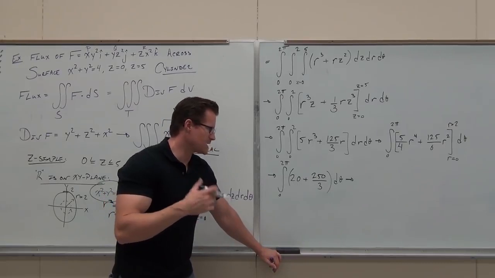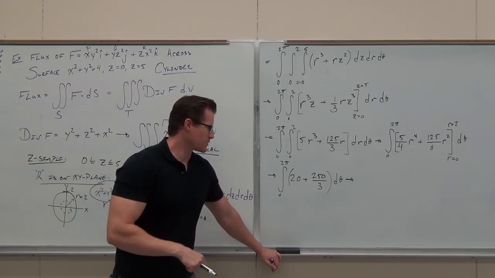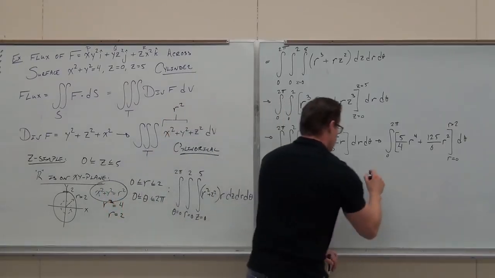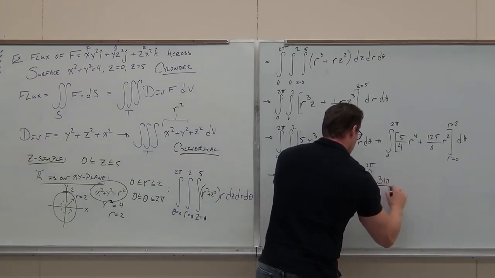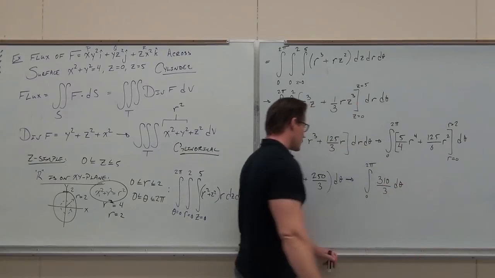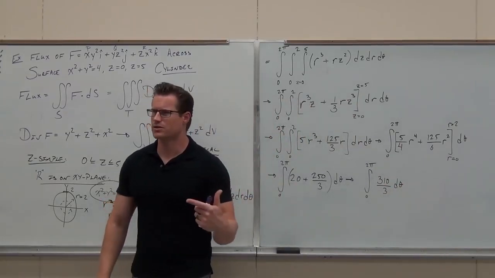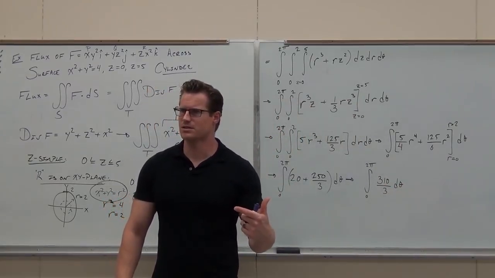Get 310 over 3, it's 20, 40, 60. 310 over 3. Makes it just a little nicer. You don't have to evaluate twice. You just have to evaluate one time. Does that make sense to you guys?